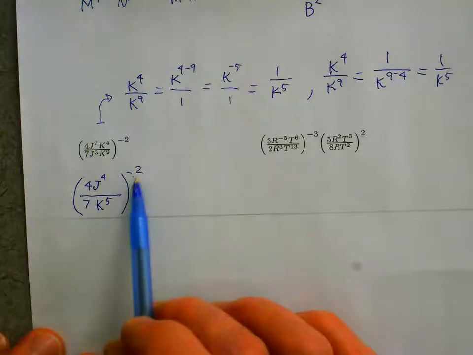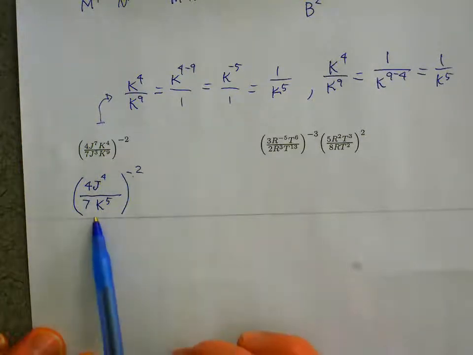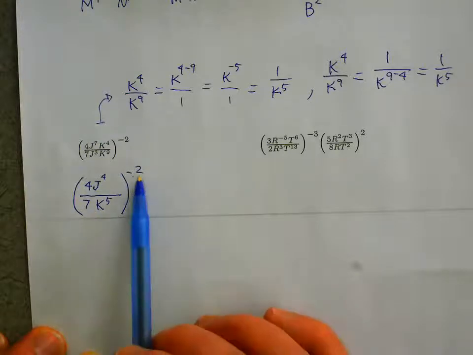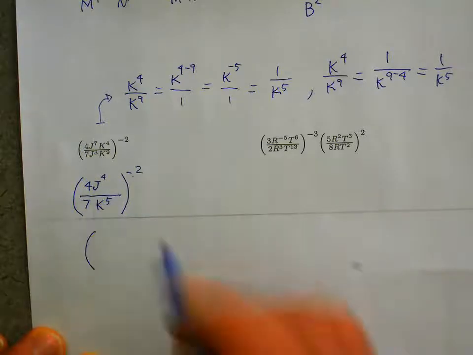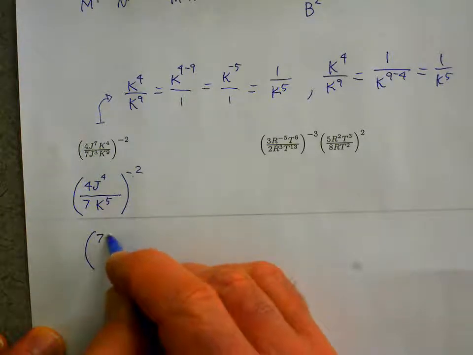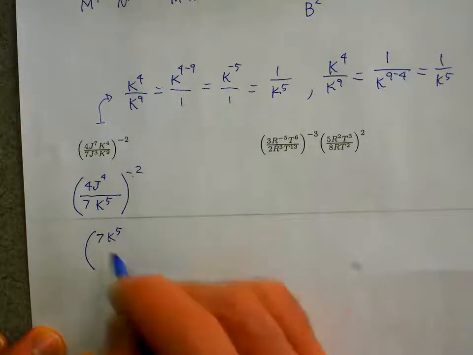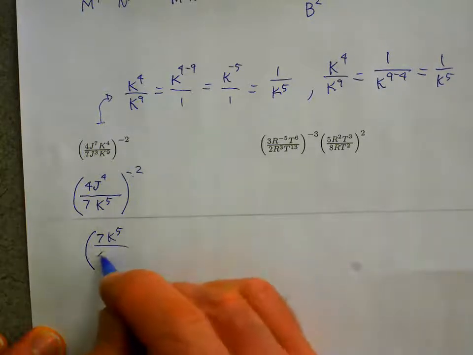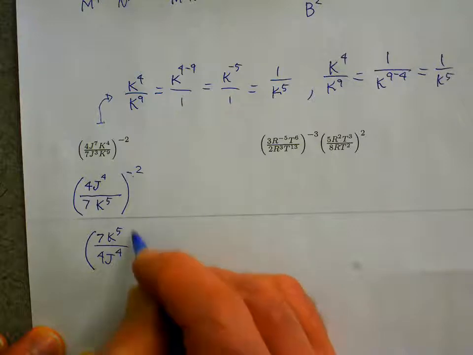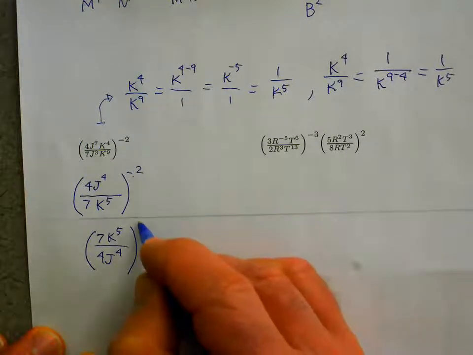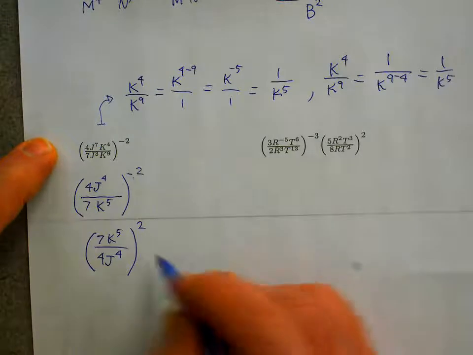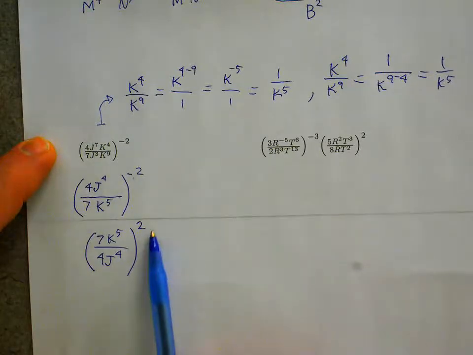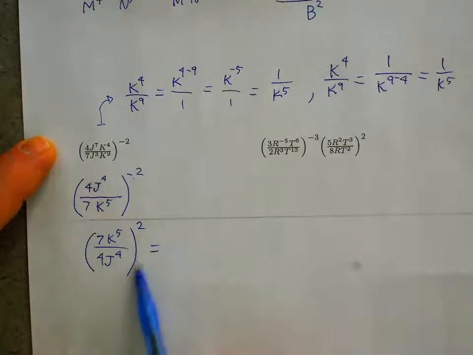Okay, so now we can deal with the outer exponent. We have a fraction raised to the -2. So we reciprocate the fraction. So 7k to the 5th will be in the numerator. 4 times j to the 4th will be in the denominator. And we change the outer exponent to +2. Okay, so now we can expand further.